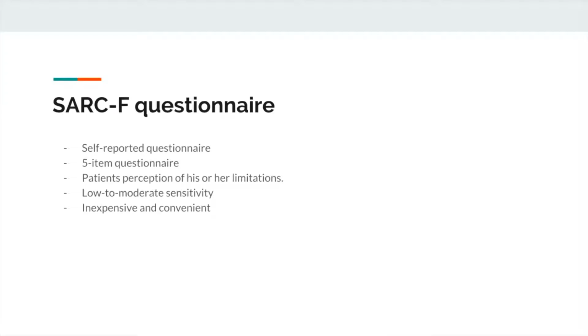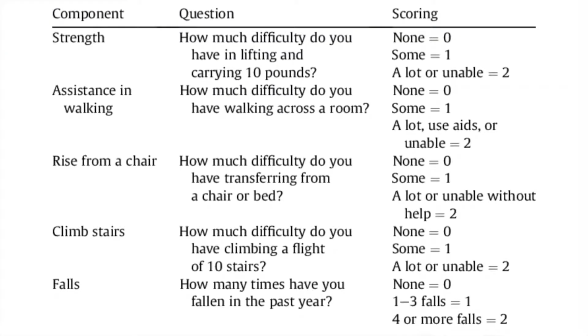The SARC-F has low to moderate sensitivity and a very high specificity to predict low muscle strength. Because of this, it will detect mostly severe cases. It is also a very inexpensive and convenient method to assess the risk of sarcopenia. Here you can see the questionnaire.